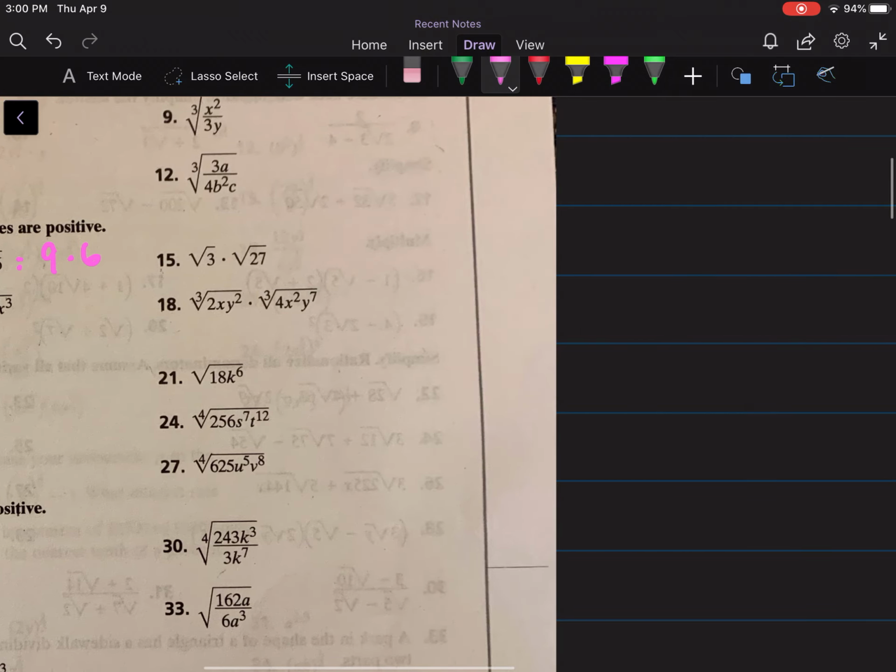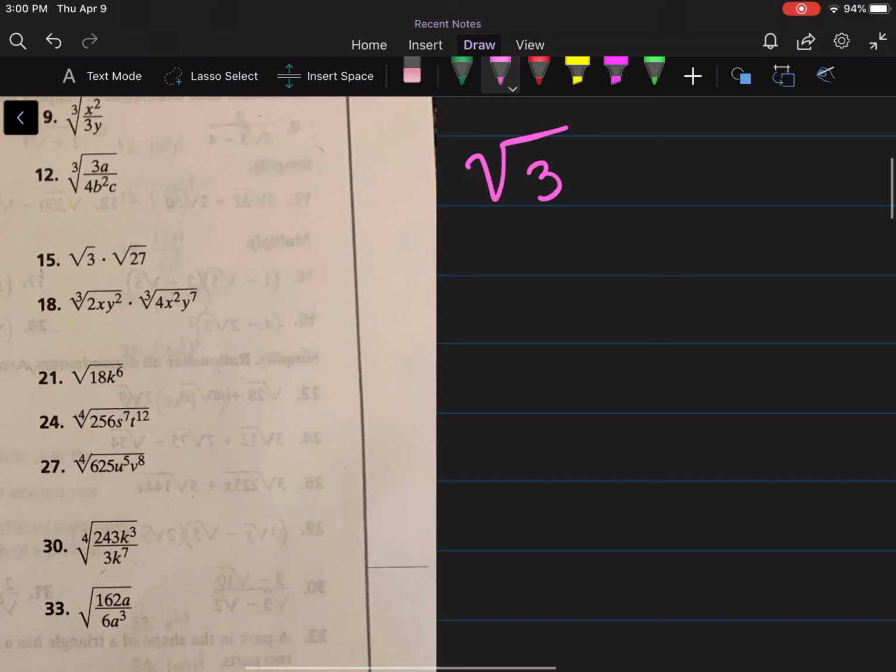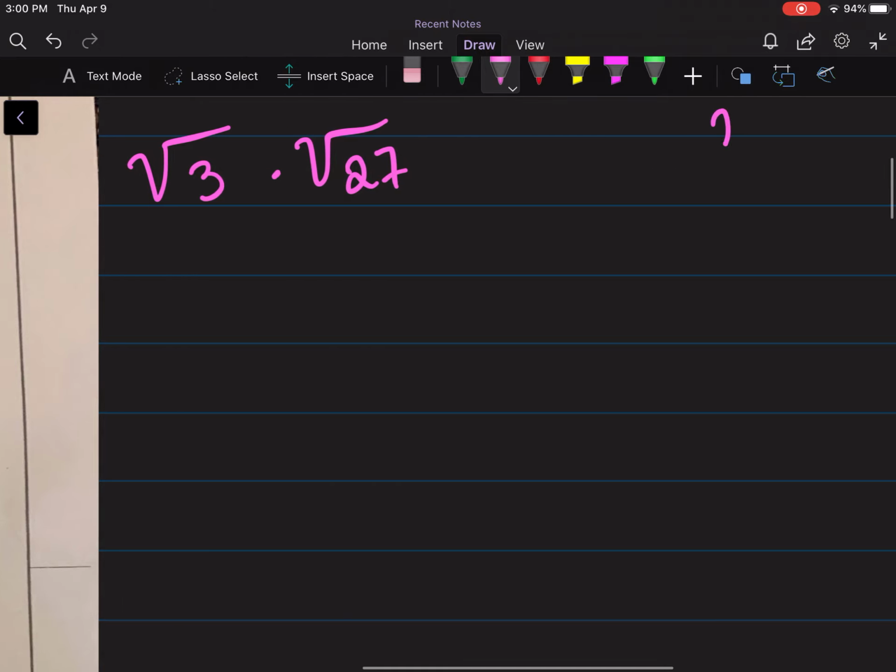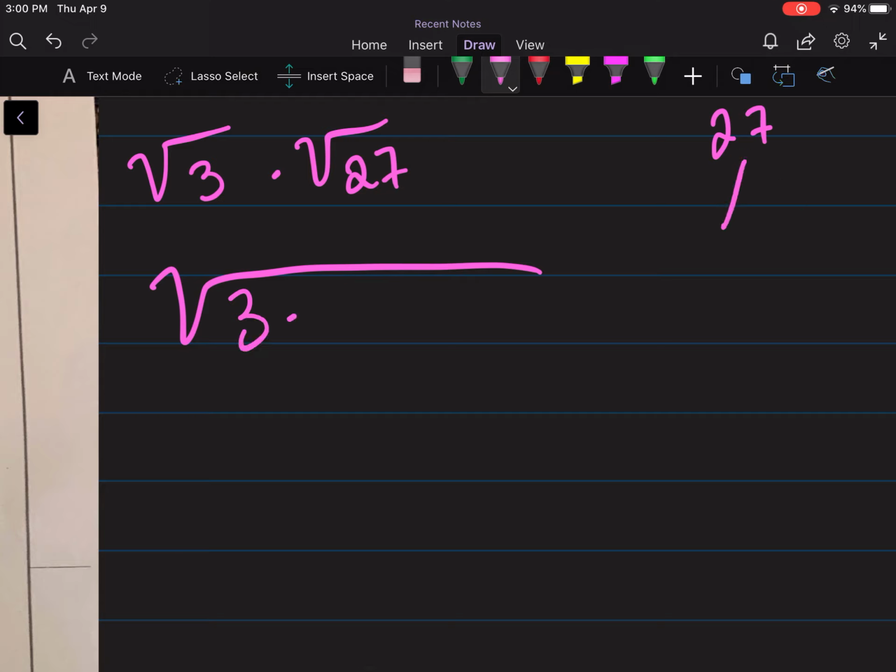Now 15 is root 3 times root of 27. Okay? Remember, we're going to make a factor tree with 27 because there's nothing we can do with that 3. So we're going to leave it there. So 27, go ahead and figure out the factors of 27. And if I do 27 divided by 3, I get 3 and a 9. And over here, I can break that 9 into 3 and 3. So I have 3 times that 3 times this 3 times that 3.